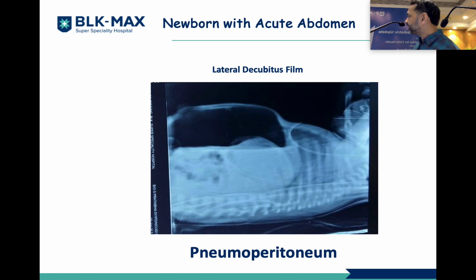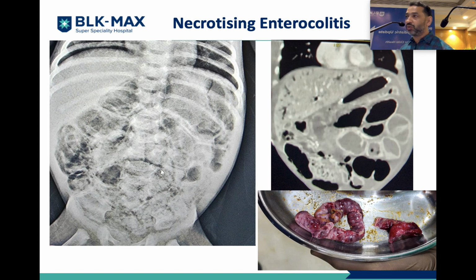Now coming to the next diagnosis, that I have already shown. This is a pneumoperitoneum. We have done a lateral decubitus film, and there is free air below the anterior abdominal wall, and the finding is suggestive of pneumoperitoneum.